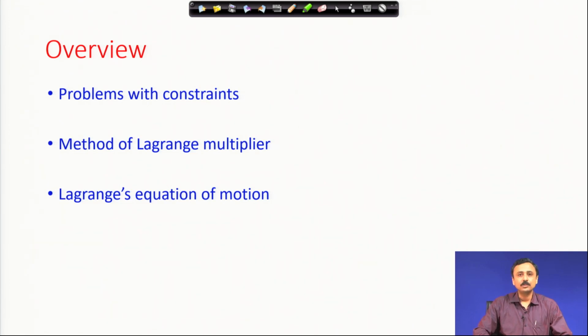In very many problems, we have constraints which cannot be replaced. That means I cannot reduce the dimension of the system further, because the constraints may be non-integrable, they involve the rates of the coordinates. It may also be because it may lead to a complicated Lagrangian. Therefore, in such situations we have to deal with the constraints separately.